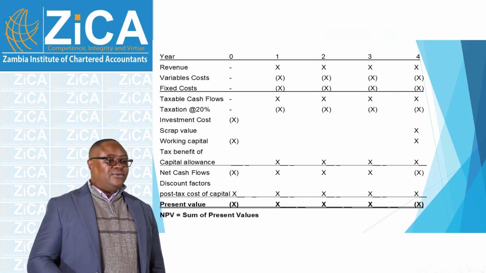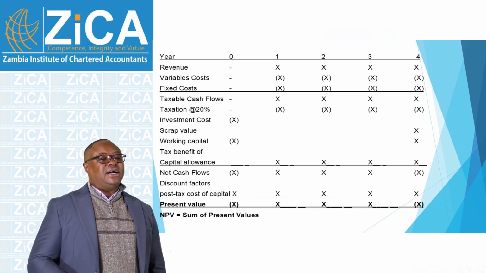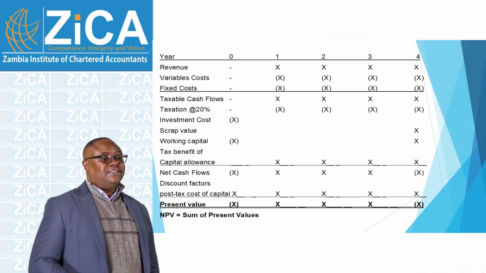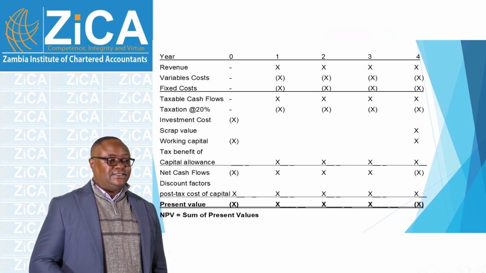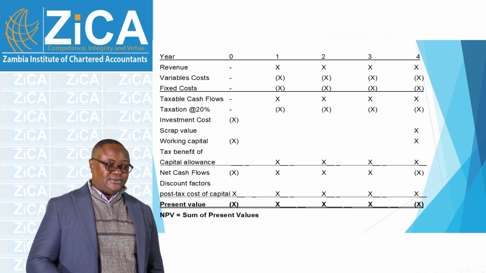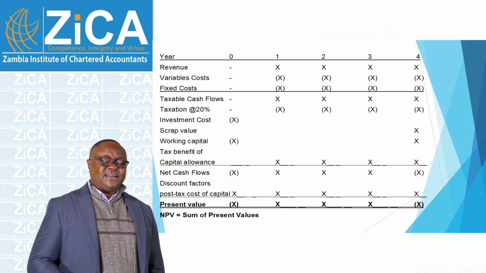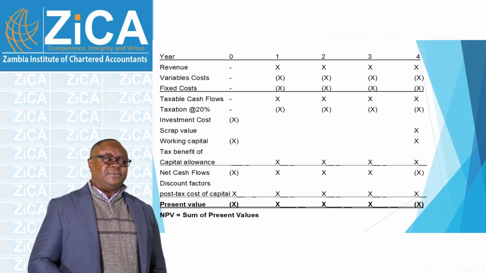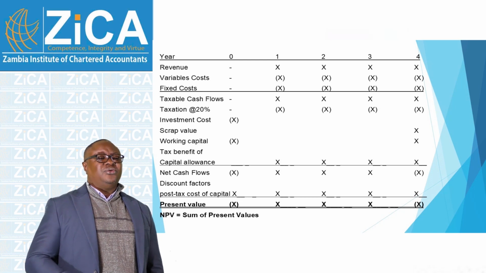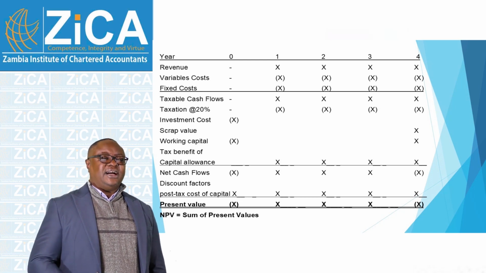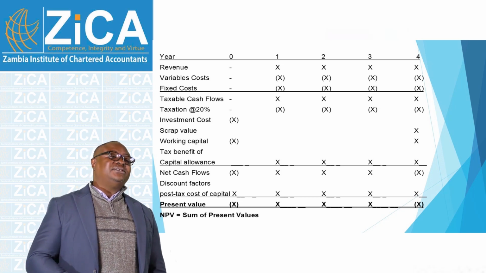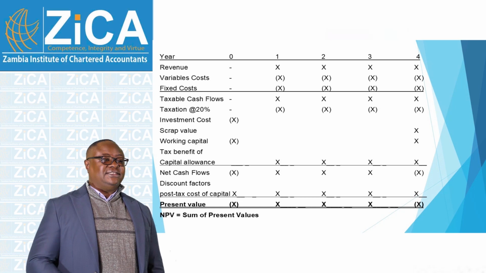When you net them, you find your net cash flows, which you will discount at the cost of capital. Sometimes you'll be required to calculate this cost of capital, so you need to know how to calculate it. When you discount the cash flows, the next thing is you sum the present values, and what you find is a net present value, and you make a decision based on the outcome. It's important to make the decision based on the outcome. You get credit for that.